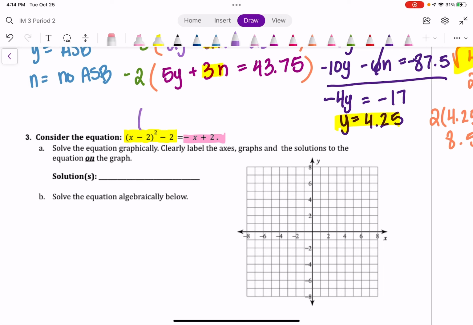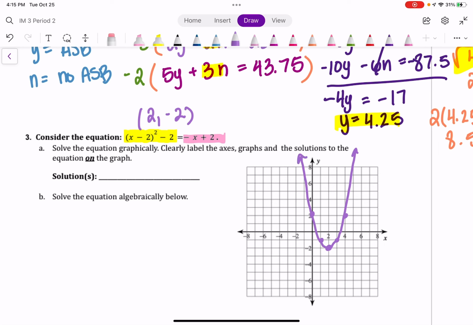We know we have a vertex here at (2, -2), and we have no stretch. So when we go over 1, we go up 1. Over 2, we're going to go up 4. Okay, so I'll have a sketch like this.